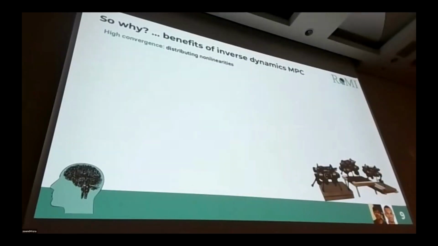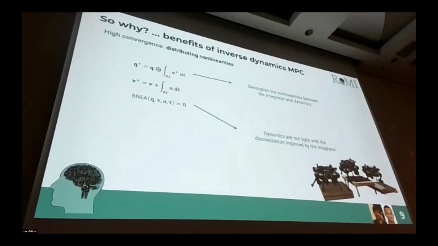Now, why is inverse dynamics important? In a few words, it helps to distribute nonlinearity. So we have to decouple the inverse dynamics from the integrator. That helps to distribute the nonlinearities across these two functions, which is useful. Also, we don't have any tight relationship with the integration scheme, where we can do some kind of coarse optimization, which might also be useful in practice.